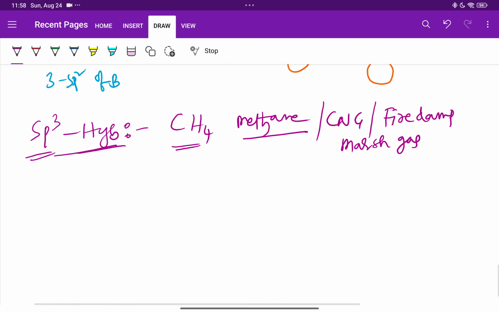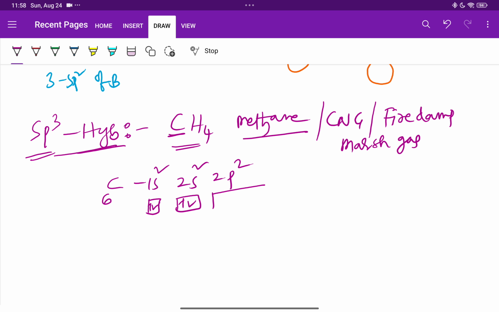Here I am going to write the central atom carbon's electron configuration, because that can participate in the hybridization. So 1s2, 2s2, 2p2. This is the ground state. Need to write the excited state: 1s2, 2s1, 2p3.